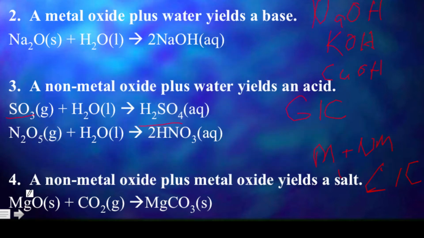The magnesium is our metal. You can see it over here in the salt. You're going to GIC it. Carbon dioxide in the gas ion chart becomes what ion? Becomes carbonate. That's the non-metal ion. So it turns into a metal, non-metal ion.